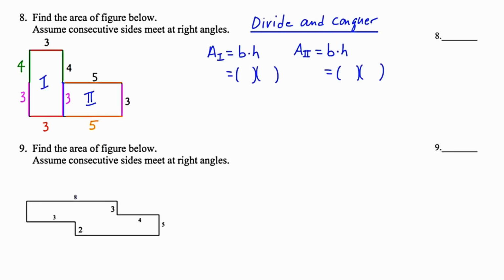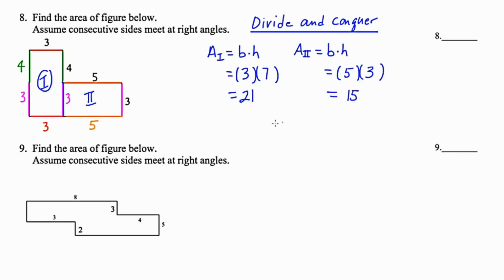Looking at this Roman numeral 1, it's a rectangle, its base is 3, and its height from the bottom to the top is going to be 3 plus 4 or 7. So the base is 3 and the height is 7, which gives us an overall area of 21 for that specific region. Going to Roman numeral 2, our base is 5 and our height is 3. I think that's actually pretty obvious. And now we'll multiply those together and get 15.